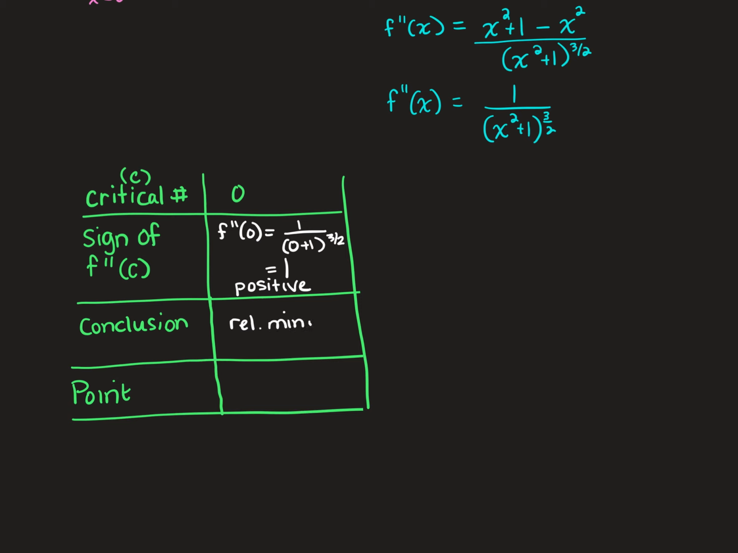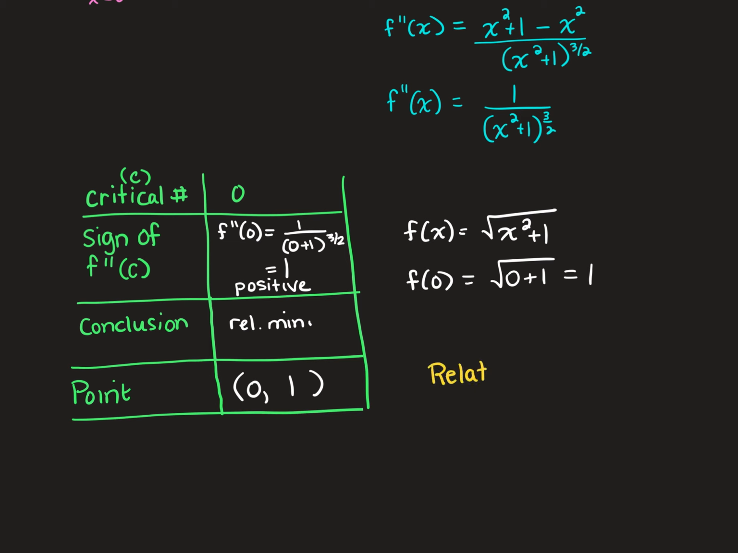Okay, so now I just need to figure out what that ordered pair is. So I'm going to plug in 0 into the original function. Remember, the original function was just the square root of x squared plus 1. So if I plug into the original function, I'm going to get 0 plus 1, which is just 1. So my answer to this problem, where are your relative mins and maximums? I just have a relative minimum at the point (0, 1).